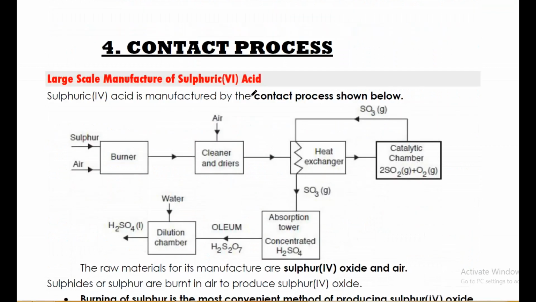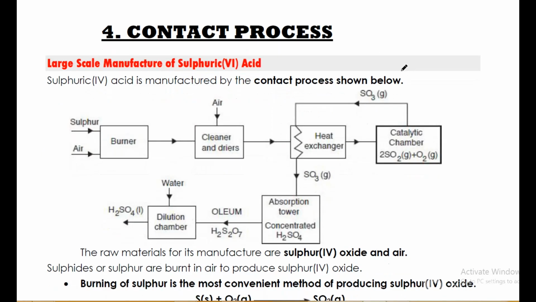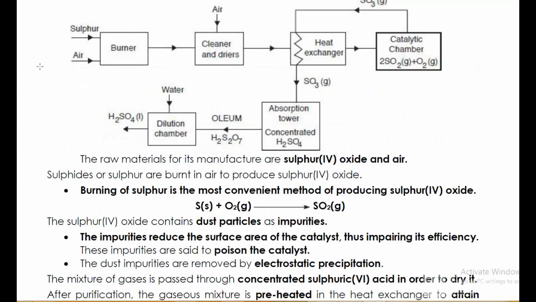Next one is the contact process. The contact process is the industrial manufacture of sulfuric acid. In the same way, what you need to know in any process is the raw materials. The first thing is the raw materials. So the raw materials in the contact process are sulfur and air. Air, here we talk about oxygen. So these are the raw materials, sulfur and air.